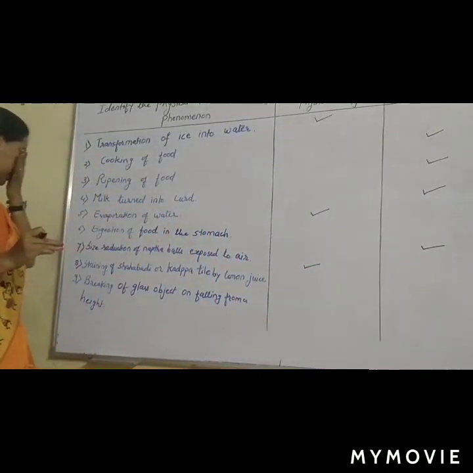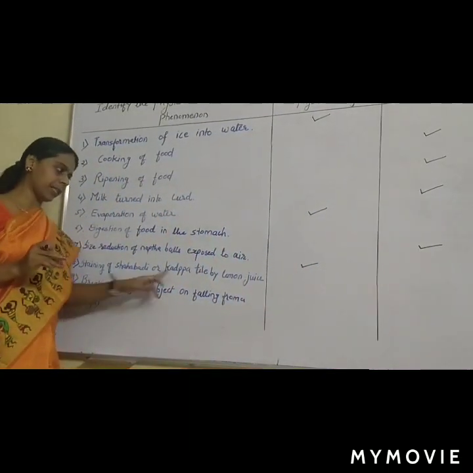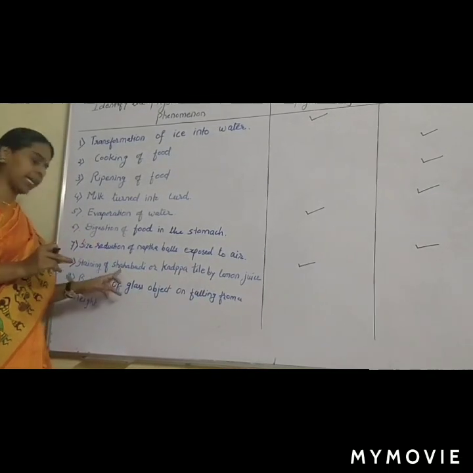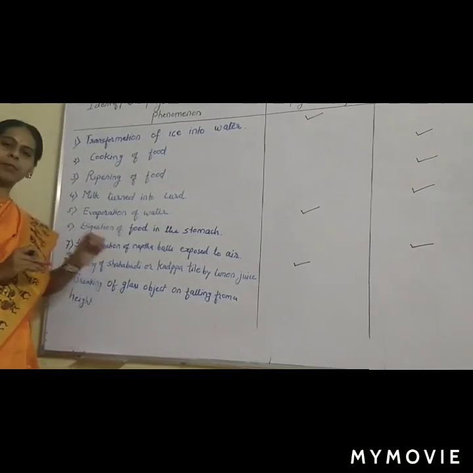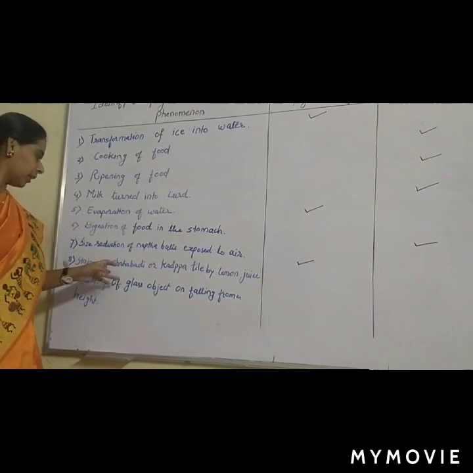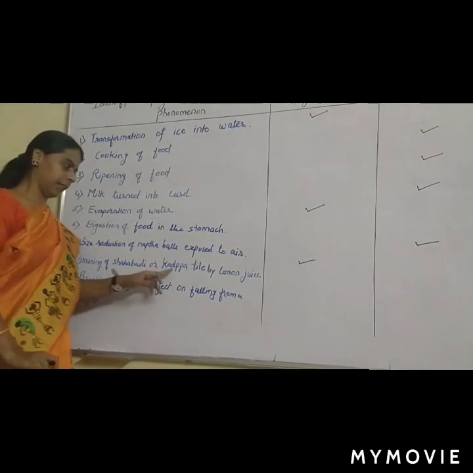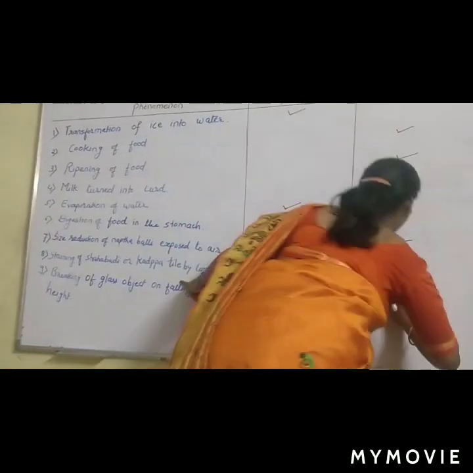Now, staining of Shahabadi and Kadapa tile by lemon juice. Staining is carried out. During staining, some chemical changes take place on that Shahabadi or Kadapa tile, and hence it is an example of chemical change.